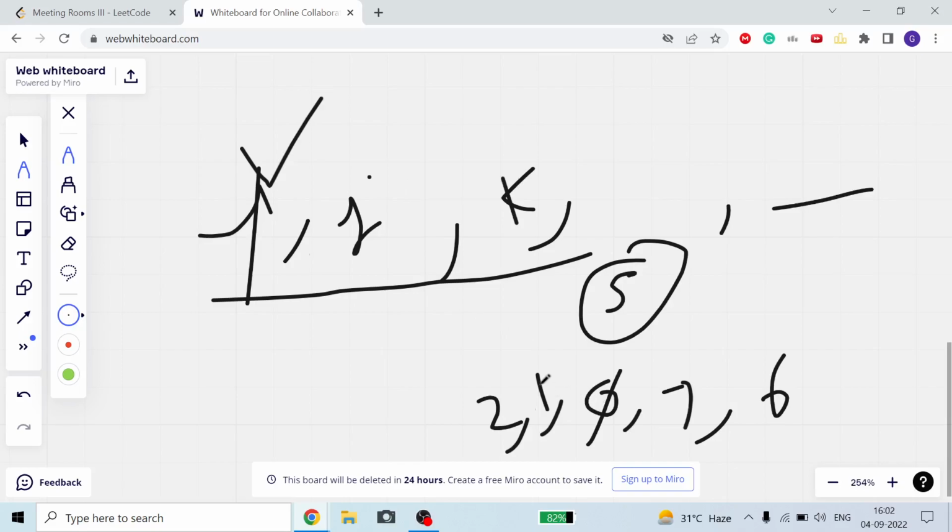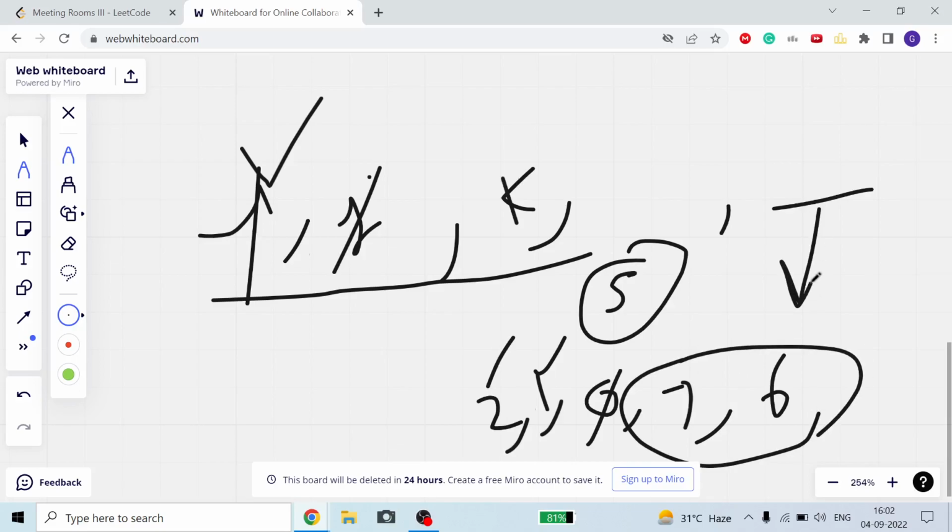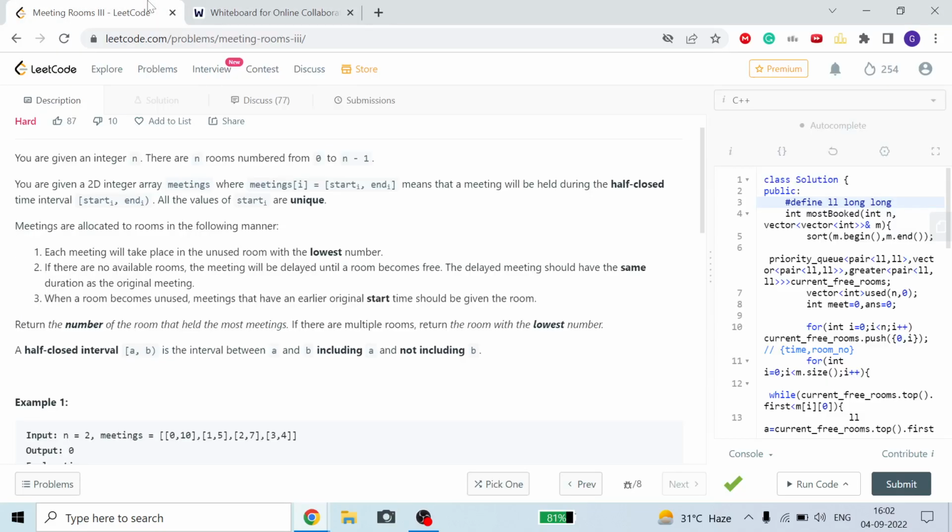Now 0 goes to i, and the next minimum is 1, so 1 will go to j, because j is waiting before k. Now for k we will give 2. Now these two rooms remain free, and the next meeting that comes will take a room from these two. Okay, I hope you understand. Means if meetings are waiting, then we will give the room to the one who has been waiting from before. Okay guys, and when a room becomes unused, a waiting meeting should be given the room.